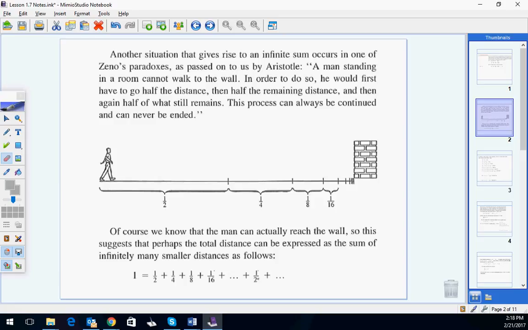We talked about this idea when we were in Math 20. We talked about it with a pizza. If you cut a pizza in half and keep doing it, at some point you can't cut that thing in half. Okay, and that's where it's essentially going to approach something. But of course, we know that a man can actually reach the wall. We know he'll actually get there. So this suggests that perhaps the total distance can be expressed as this sum: 1/2 plus 1/4 plus 1/8 plus 1/16, etc., has to equal 1.